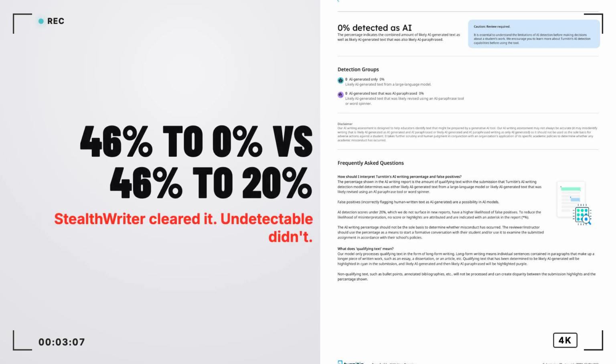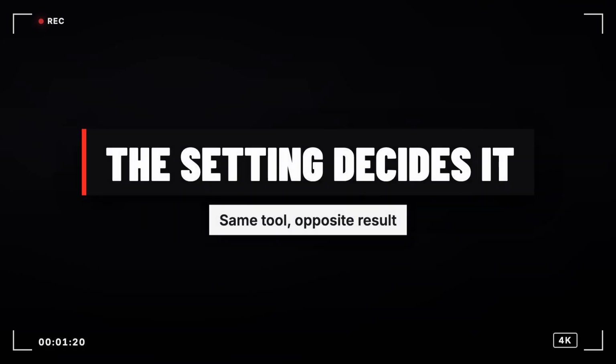On its strongest setting, StealthWriter took a real 46% Turnitin score down to 0 and cleared ZeroGPT-2. Undetectable AI only got the same text from 46% to 20. It reduced the flag, but it did not clear it. But there is a catch that decides everything, and neither company puts it in the ad.